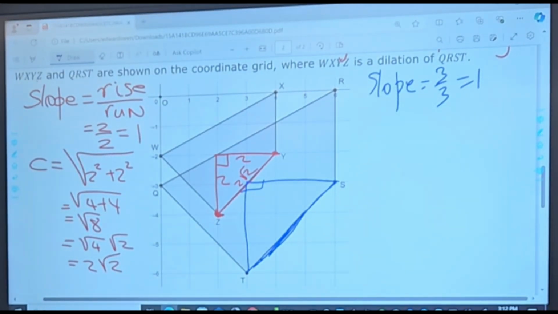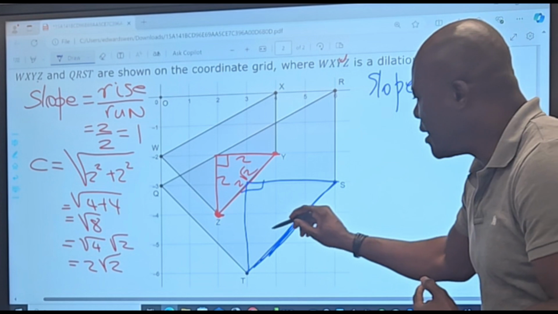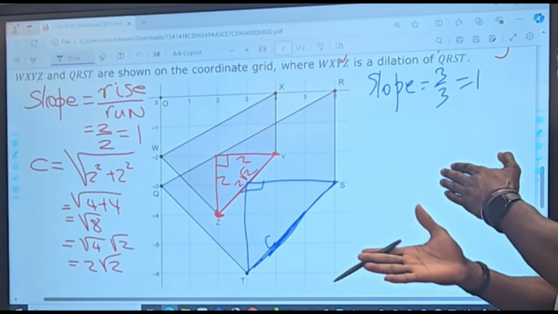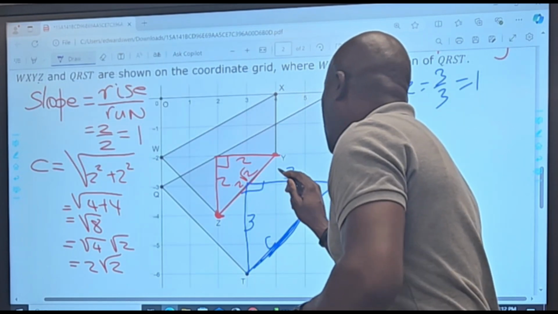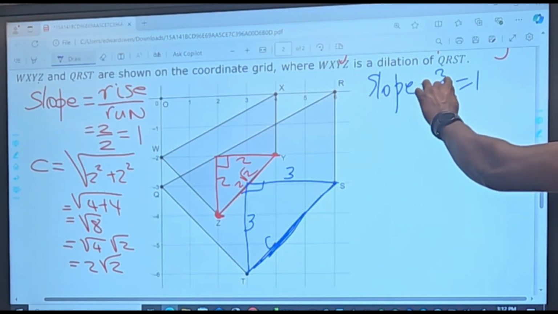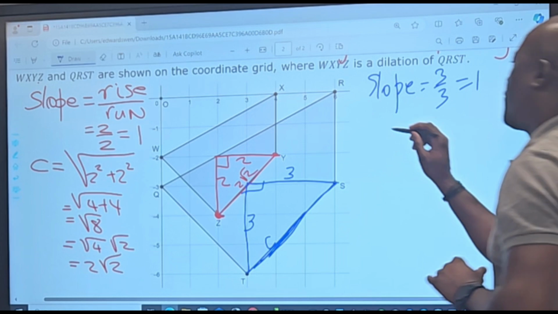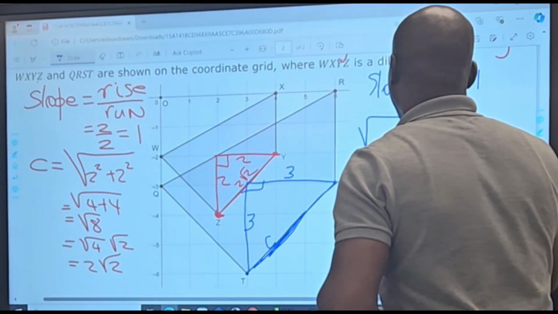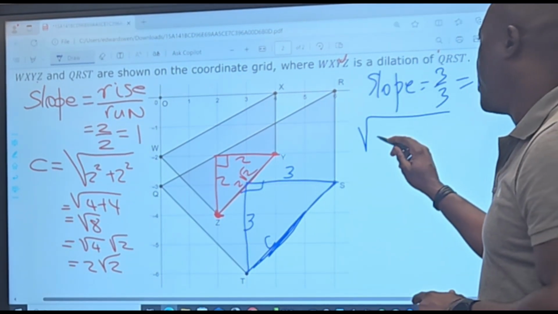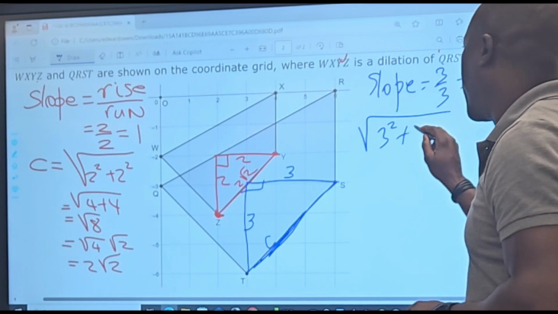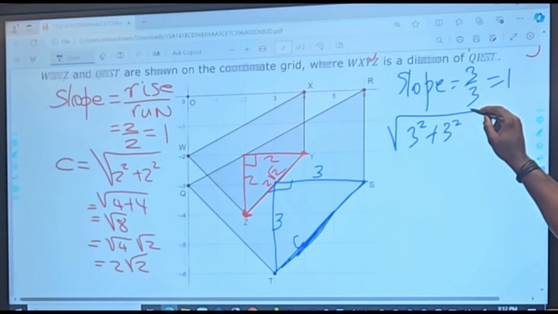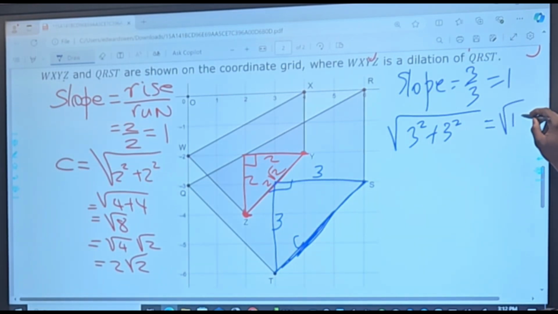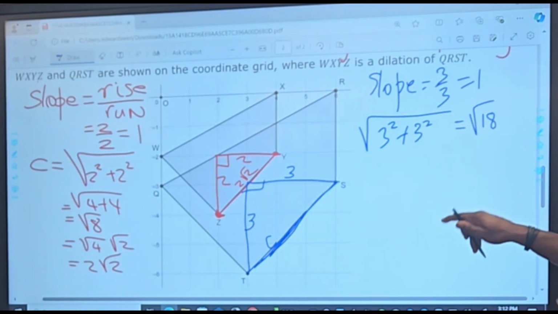What about the distance of ST? Let's call this C. It is the slanted line. So I'm going to use my 3 and my 3. The same numbers from my slope are what will be helping me to find my distance right there. So what we have here is 3 squared plus 3 squared. And what is that giving us? 9 plus 9, which is 18.